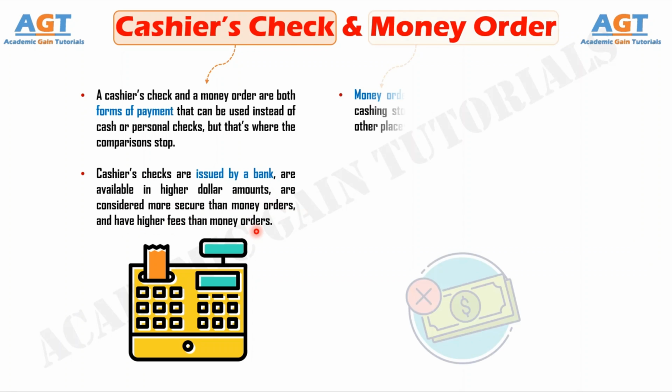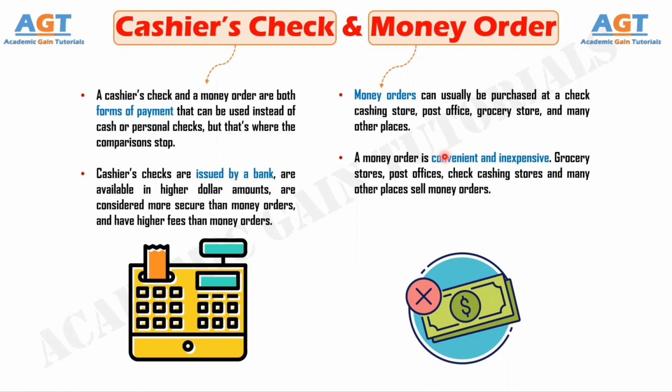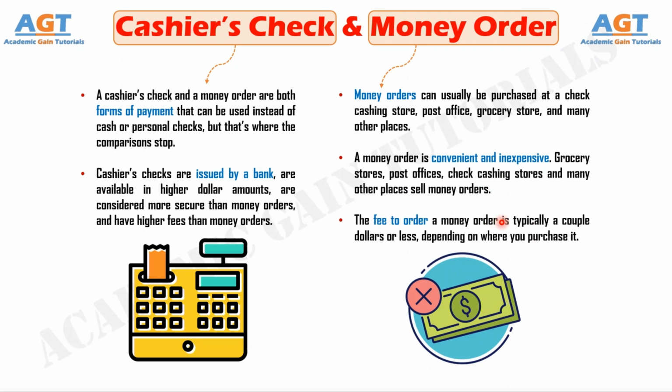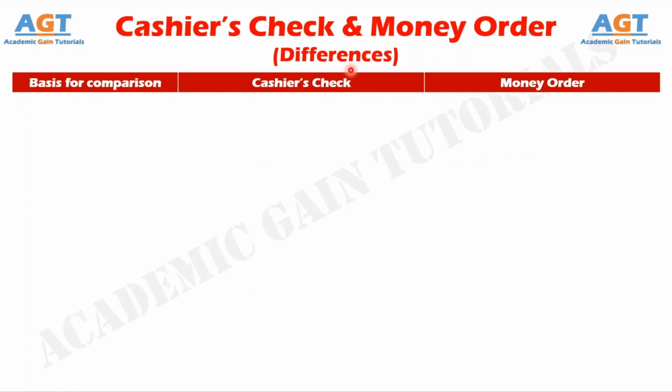On the other hand, money orders can usually be purchased at a check cashing store, post office, grocery store, and many other places. A money order is convenient and inexpensive. Grocery stores, post offices, check cashing stores, and many other places sell money orders. The fee to order a money order is typically a couple dollars or less, depending on where you purchase it. So, let's look into the basic differences between cashier's check and money order in a tabular form.